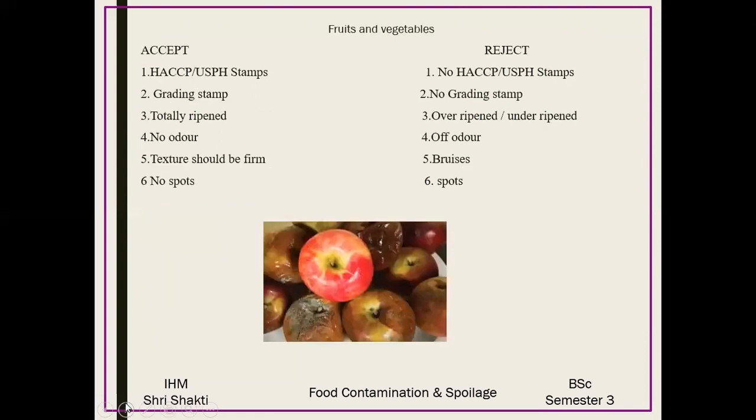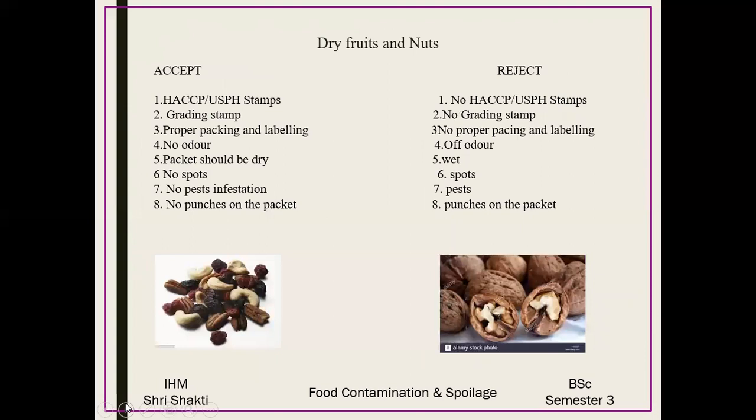Fruits and vegetables: HACCP and USPH stamp, grading stamp, totally ripened, no odor, texture should be firm, as you can see in the first apple in the picture, no spots, accepted. But no HACCP USPH stamp, no grading stamp, over-ripened or under-ripened, as you can see in the picture here, off odor, bruises on the fruits, spots, immediately rejected.